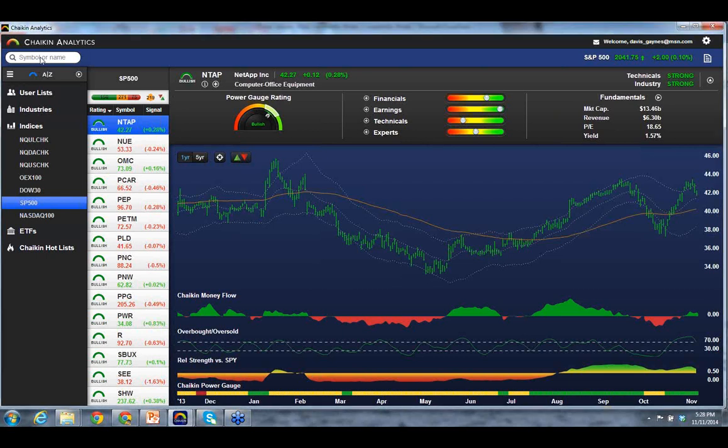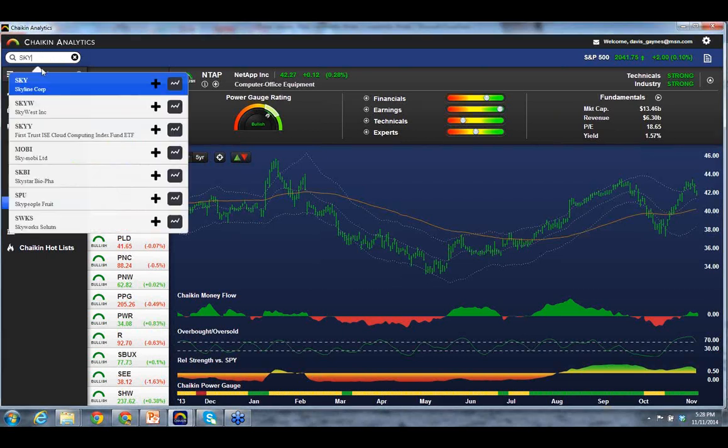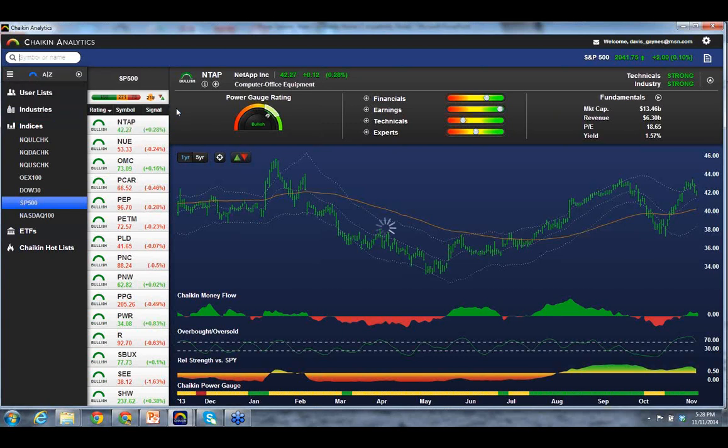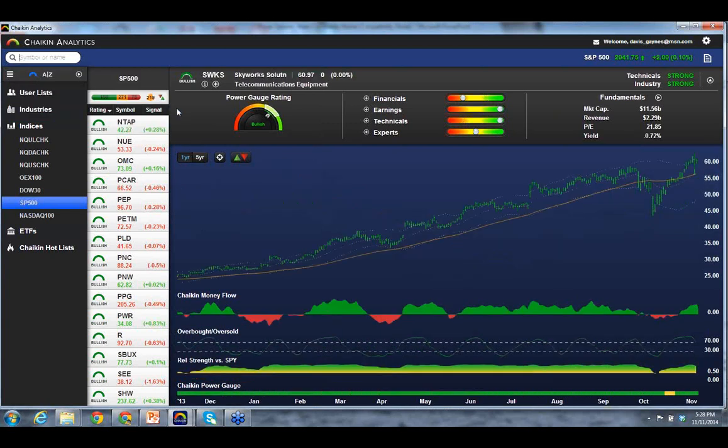Well, let's take a look at Skyworks just so we have something real we can look at. Each situation is different, so there's no rule, but essentially what we look for on Chaikin are those indicators we've been talking about.